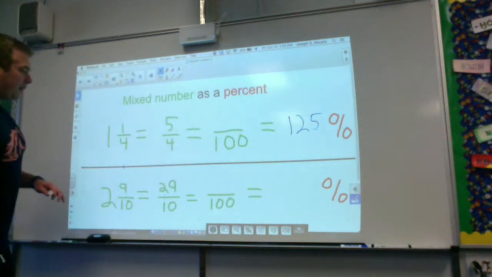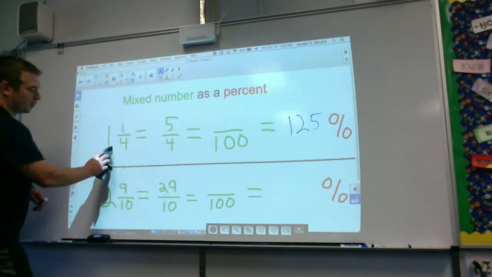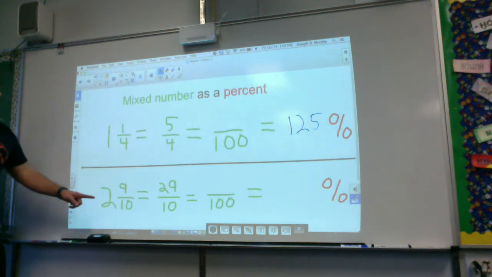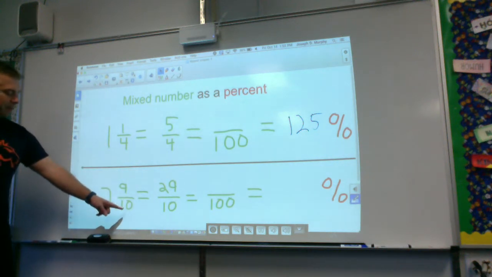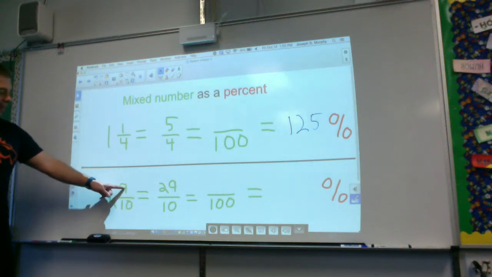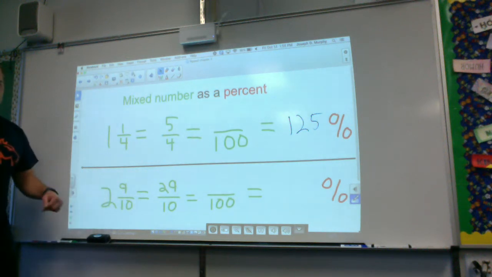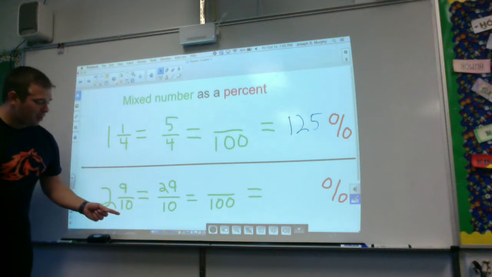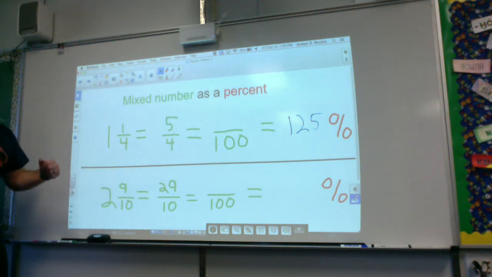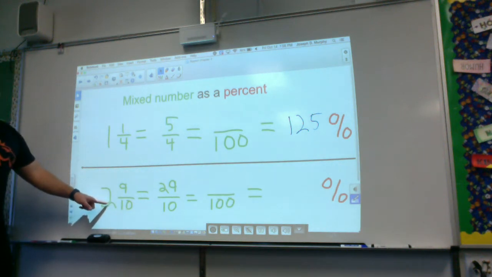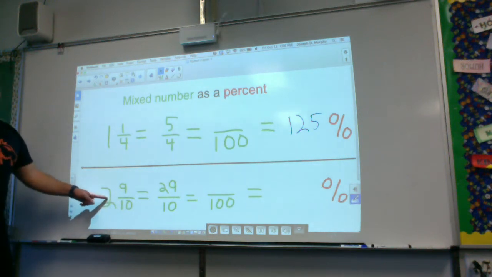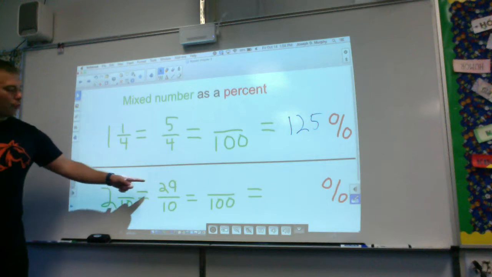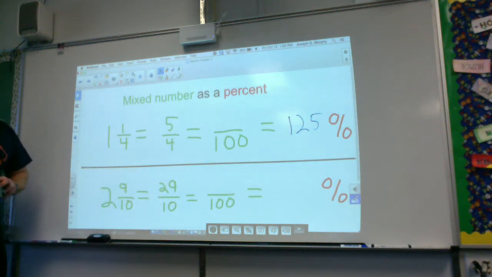All right, let's take a look at the bottom. Same kind of deal here. I have to turn my mixed number into an improper fraction. So remember from before, multiply, then add, keep the same. Say it to yourself or write these notes down. When you're turning a mixed number into an improper fraction, multiply, then add, keep the same. 10 times 2 is 20. 20 plus 9 is 29, and I keep my 10 the same.